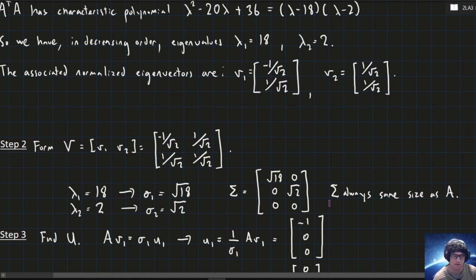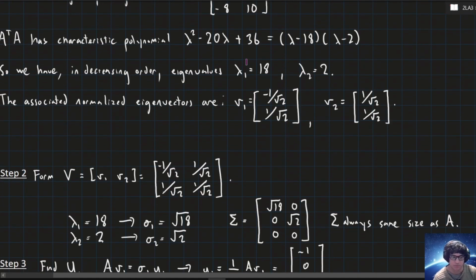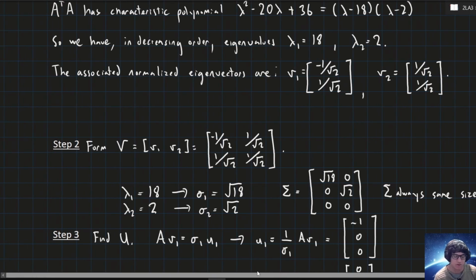Remember, if you're unsure about the size of the sigma matrix, just remember it has to be the same size as the original A. And so you just go along the diagonal of it, and you write on the singular values as they appear in decreasing order, like this. So you put root of 18 and the root of 2 there. So we have V and sigma. We just need U now.